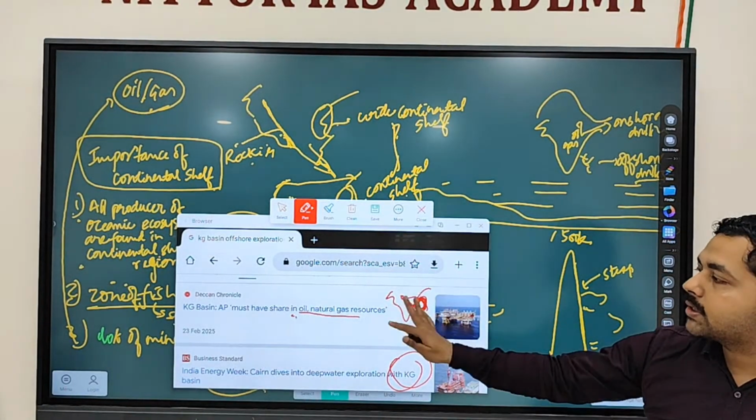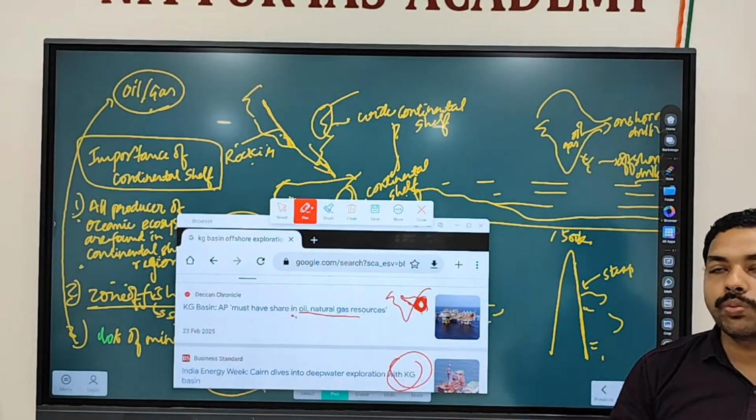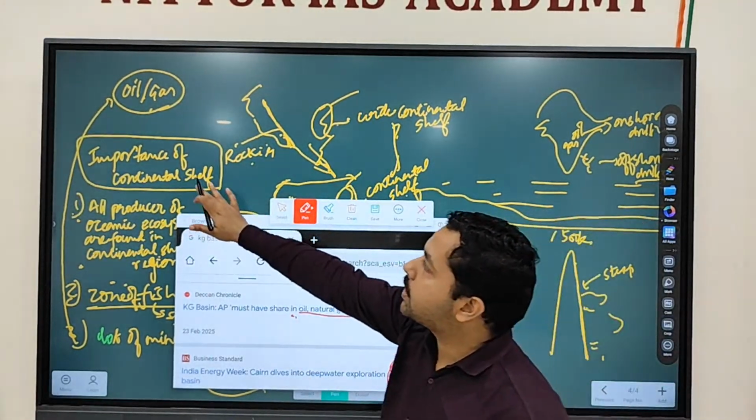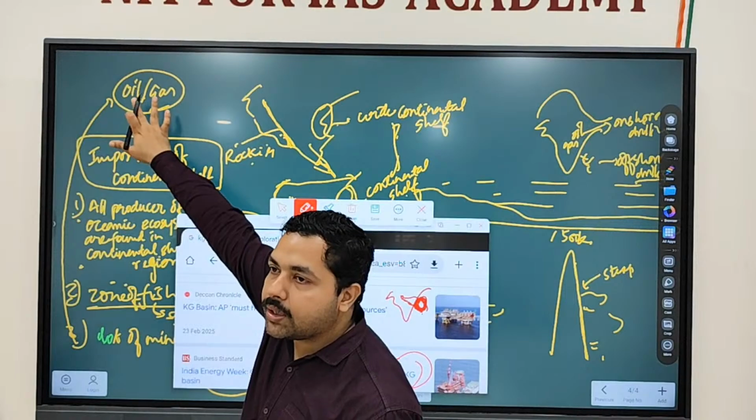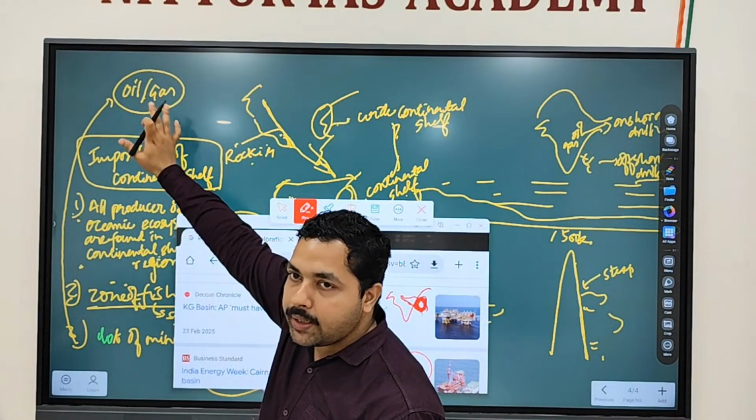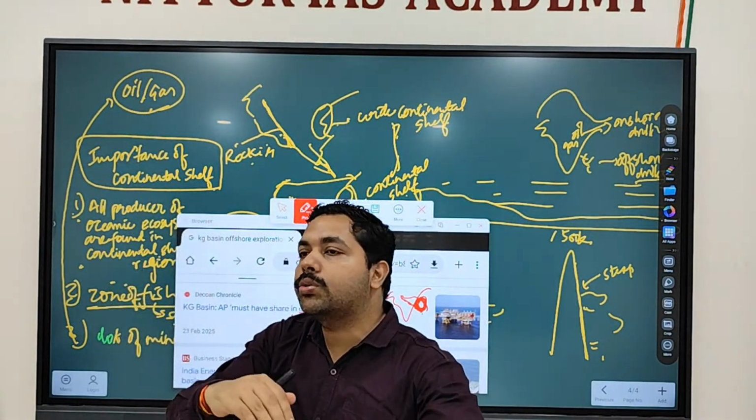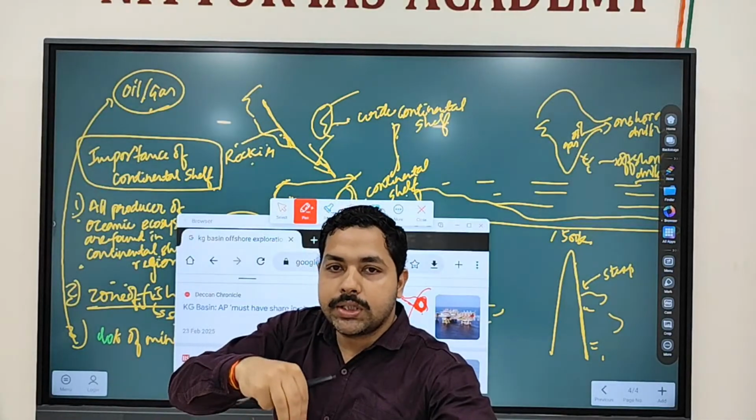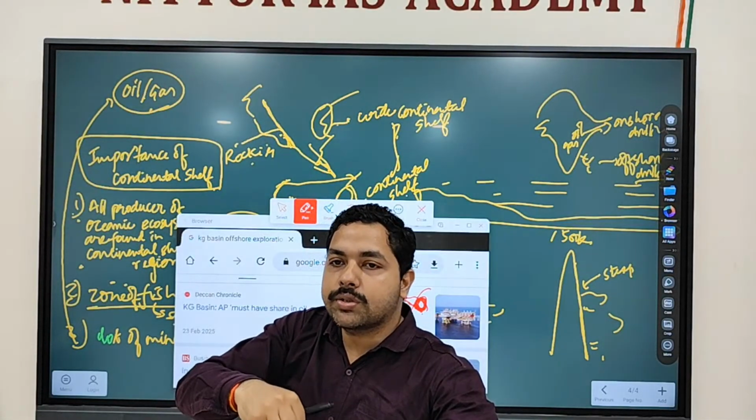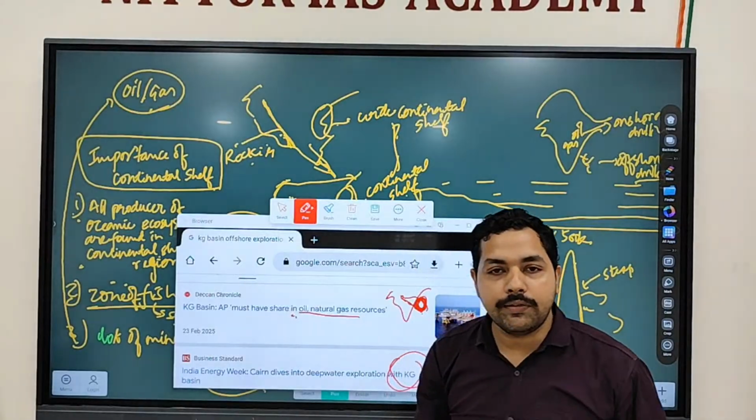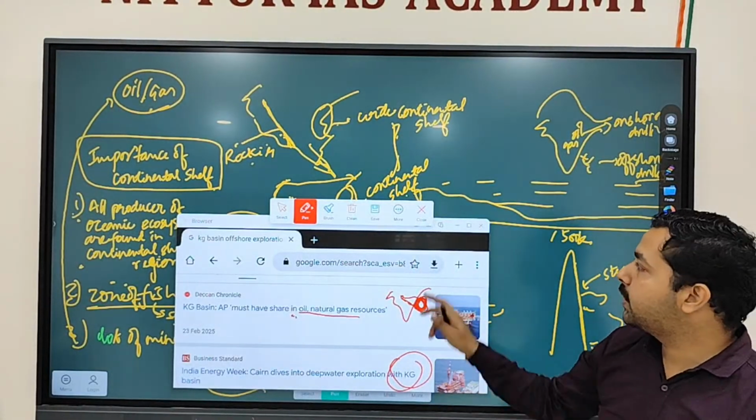So that's why constantly you are going to get this particular news. Why this news? Because the continental shelf is also a source of oil and gas. The river brings these deposits and deposits them in the case of the continental shelf region. Fine. Any doubt regarding this part?